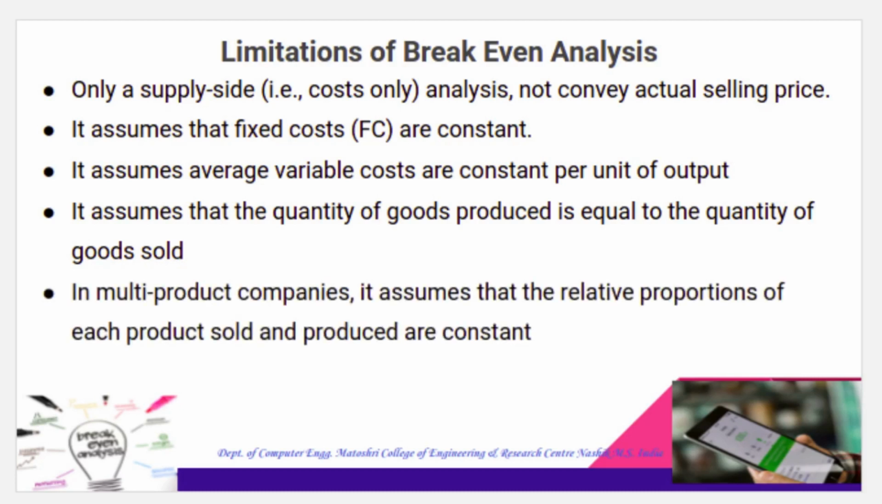In a multi-product company, it assumes that the relative proportion of each product sold and produced is constant. That is, the sales mix is constant. Most businesses sell more than one product, so break-even for the business becomes harder to calculate. Break-even analysis should be seen as a planning tool rather than a decision-making tool.